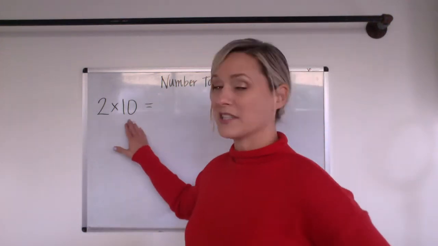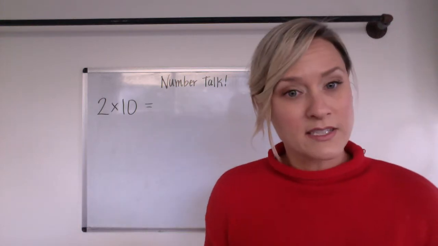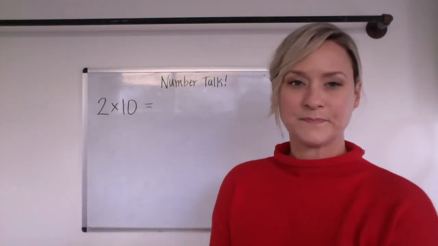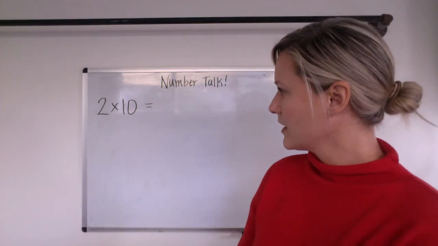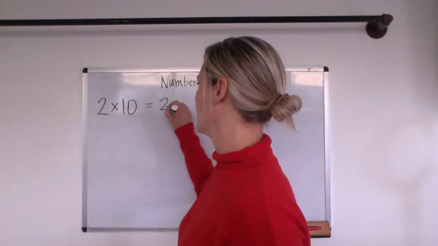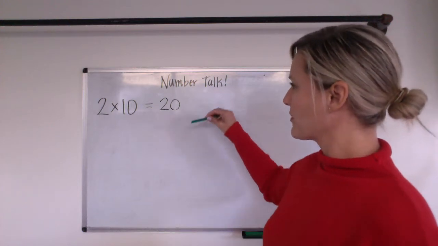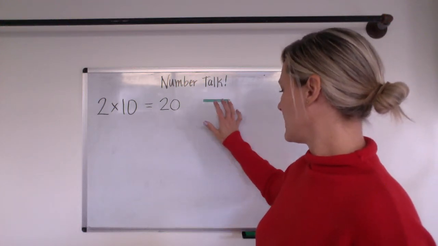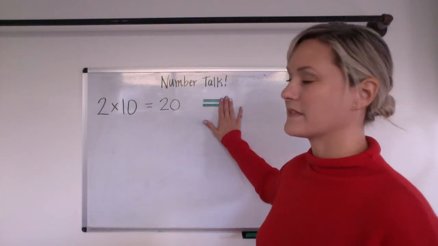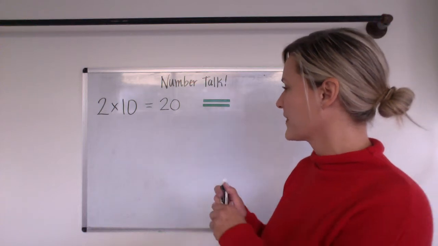So the first question, 2 times 10, you probably already know. But let's take a moment to think about how you would solve 2 groups of 10. All right, I'm gonna guess you said the answer was 20. Let's take a peek at what that looks like. Maybe you were thinking about there's a 10 there and a 10 there. So 2 groups of 10 makes a 20. You can count them: 10, 20.